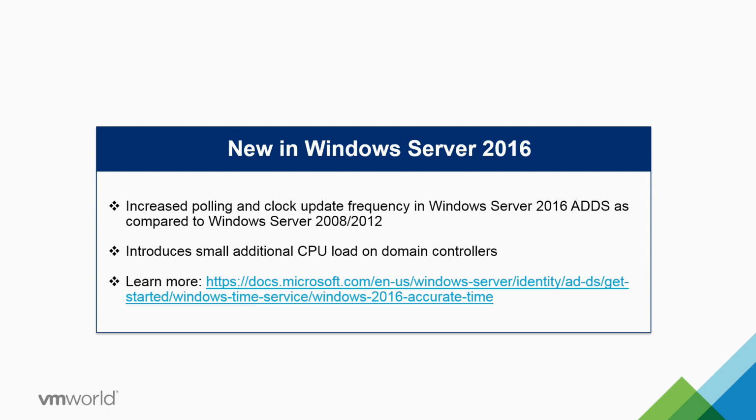So here's your opportunity. If you're not at 2016 yet, and your domain controllers have high utilization, figure out why and address it, because when you go to 2016, it's only going to get worse and your clock could actually suffer for it.